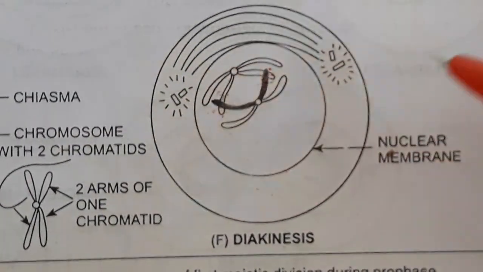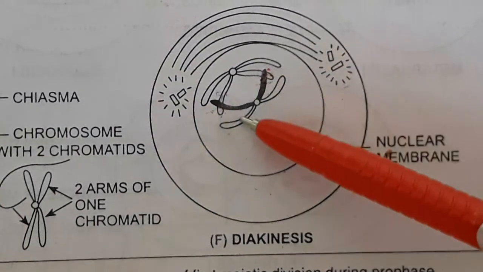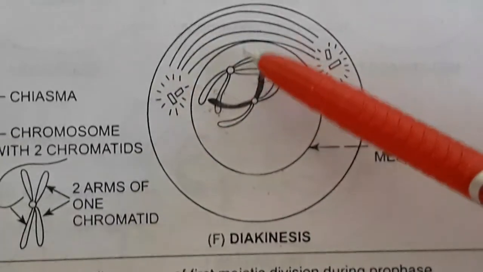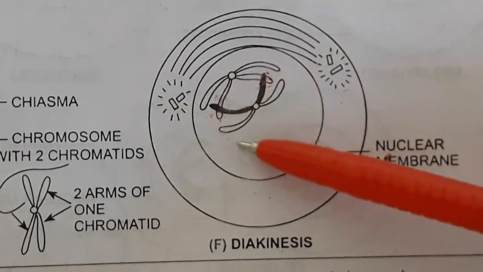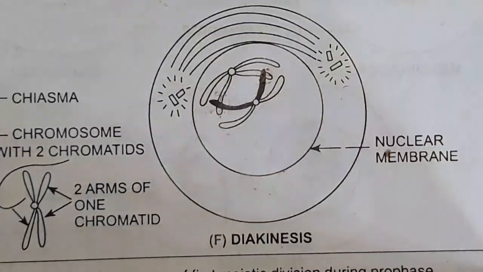The centrioles are further moving apart in order to form the spindle apparatus and all the chromosomes will gradually start moving towards the equator as the nuclear membrane and the nucleolus start disappearing.